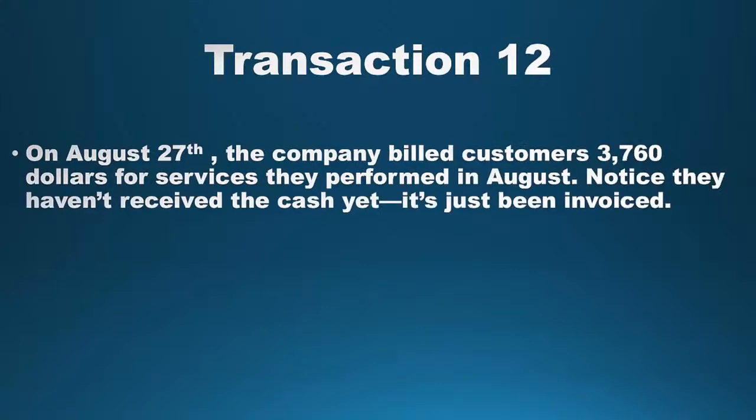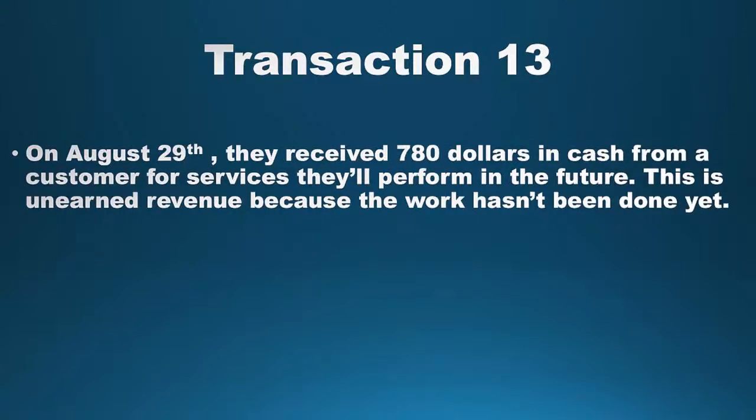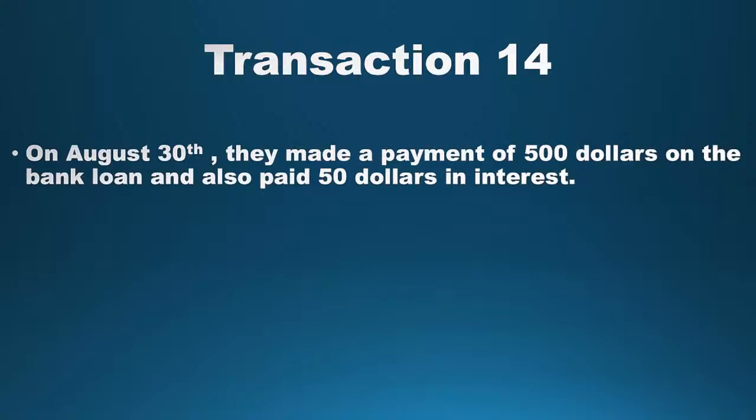12. On August 27th, the company billed customers $3,760 for services they performed in August. Notice they haven't received the cash yet. It's just been invoiced. 13. On August 29th, they received $780 in cash from a customer for services they'll perform in the future. This is unearned revenue because the work hasn't been done yet.